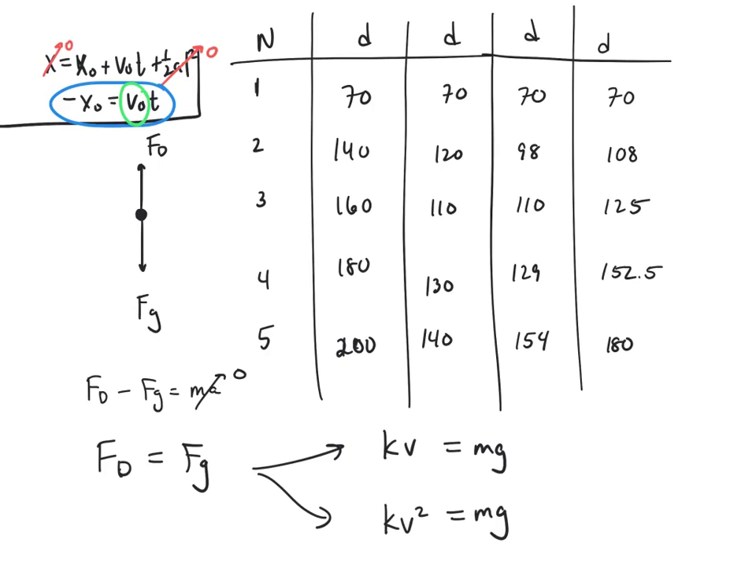So again, as we recognize from this equation at the bottom, kV equals mg, or kV squared equals mg, this tells us already that as we have more coffee filters, we're going to get a higher value for V. If we have a higher value for V, but they're going to reach the ground in the same amount of time, then x0 has to also be a higher value, which is why these numbers kept increasing each time.